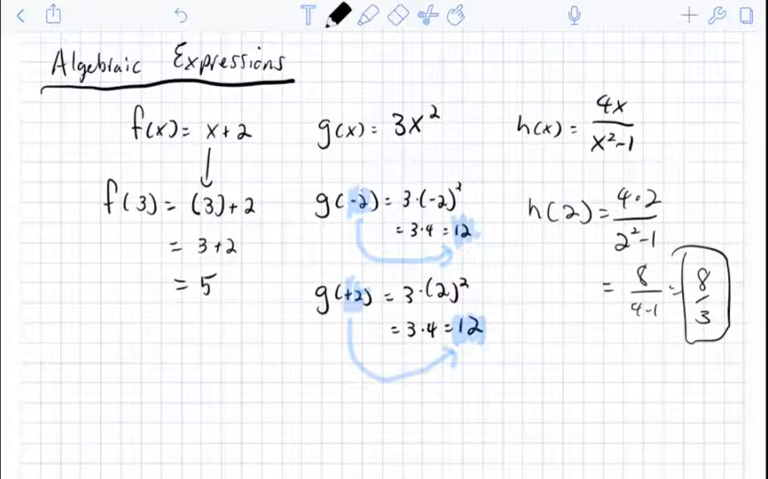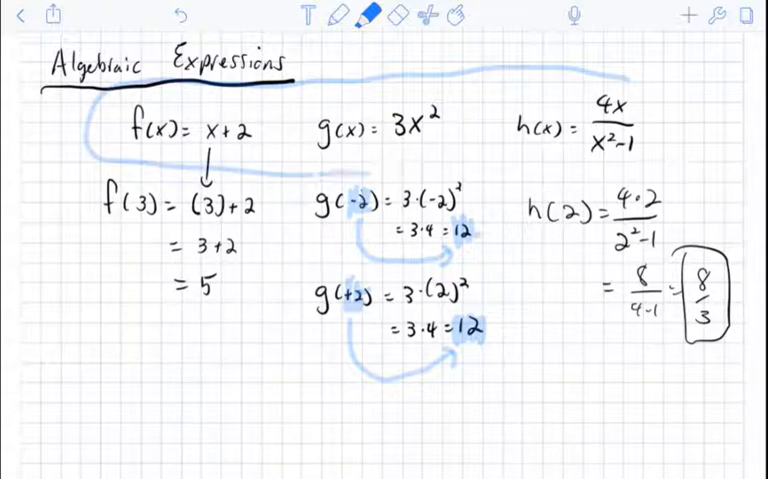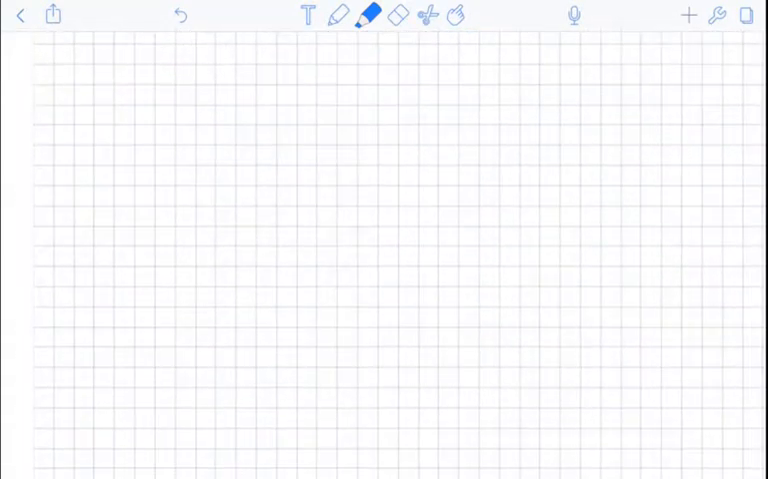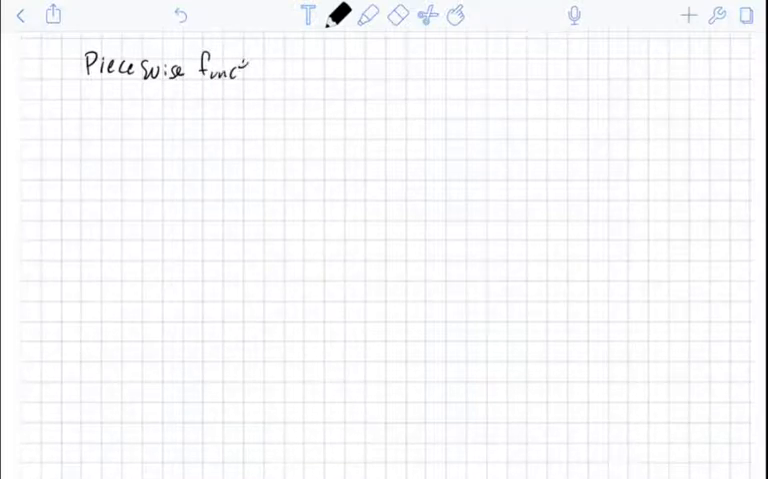Before we go on, I want to add that even what we know so far is kind of the tip of the iceberg for functions. We can build more complicated functions out of these functions. I know, functions all the way down. So this is a type of function called a piecewise function. Piecewise functions look like this.